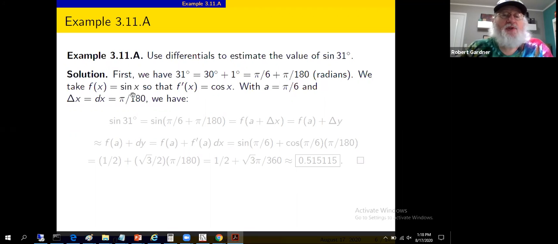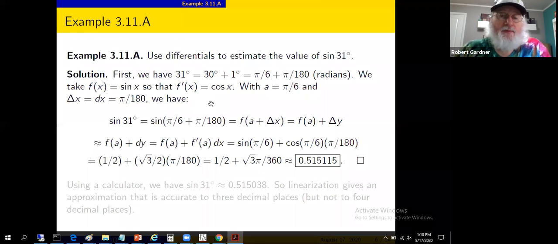And we're taking the function to be the sine function. f of x is sine x, so f prime of x is cosine x. The derivative of sine is cosine. We'll take a to be pi over 6, and we'll take delta x, or dx, to be that 1 degree, that pi over 180. Then I've repeated the formulas here so I don't have to bounce back and forth.